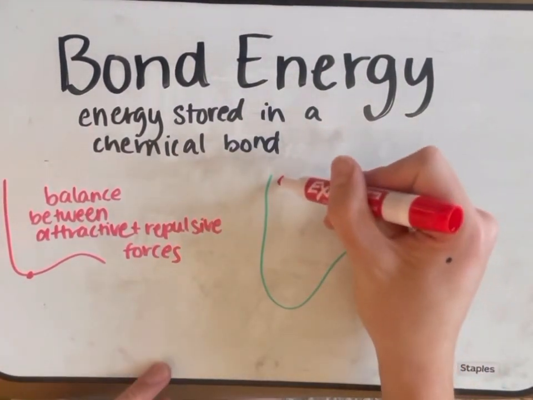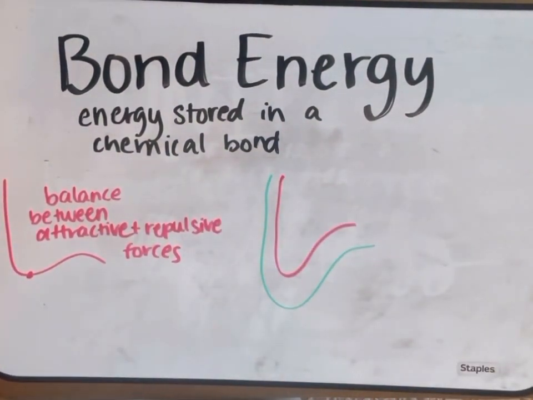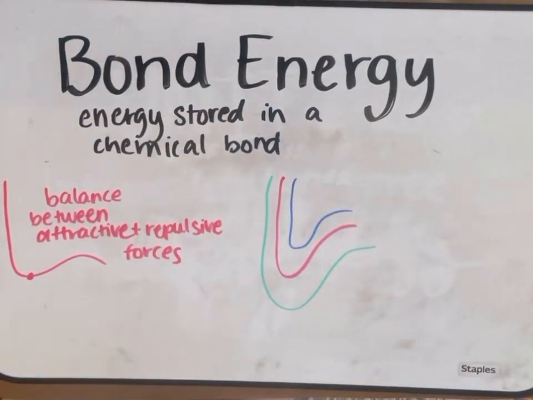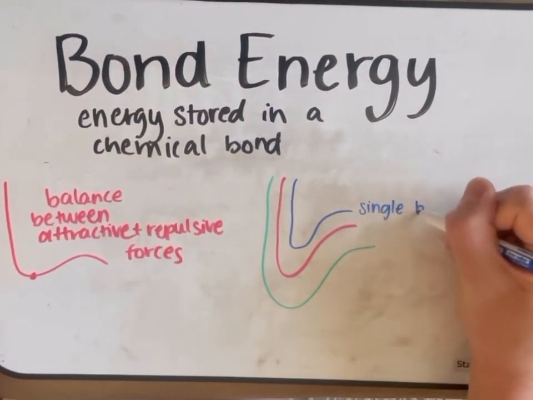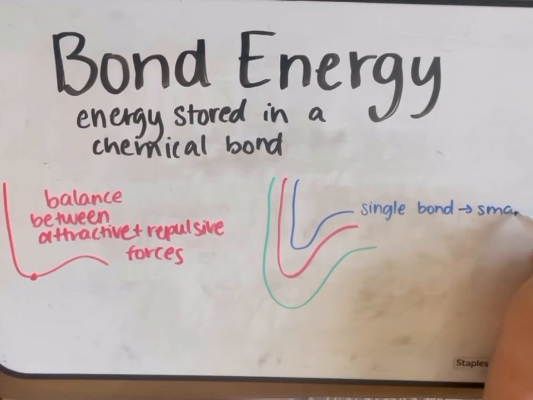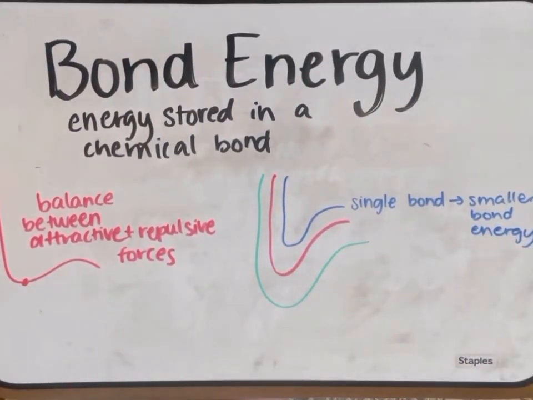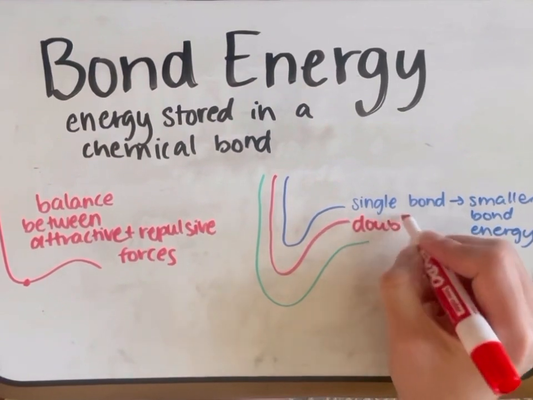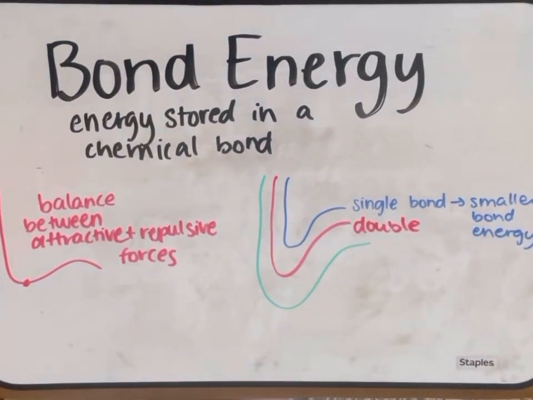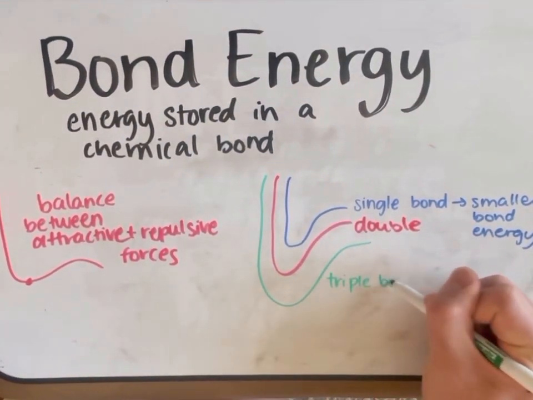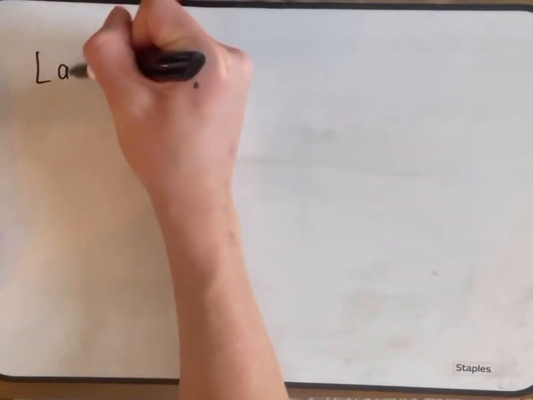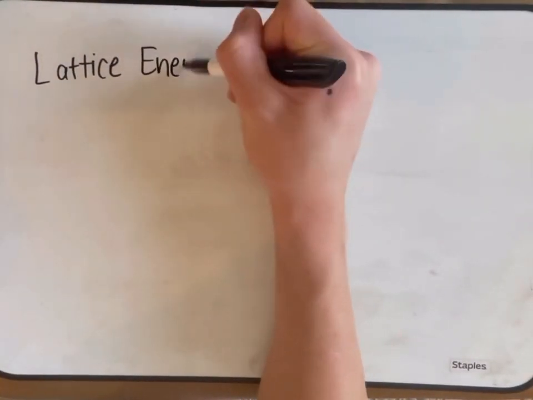Now we're going to draw three lines: green, red, and blue. So the blue chart represents single bonds because they have the lowest bond energy. And the red is obviously going to be a double bond, which represents a larger bond energy, and triple bonds, which have the most bond energy, as you could imagine.